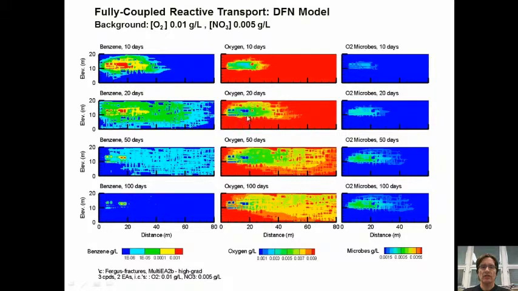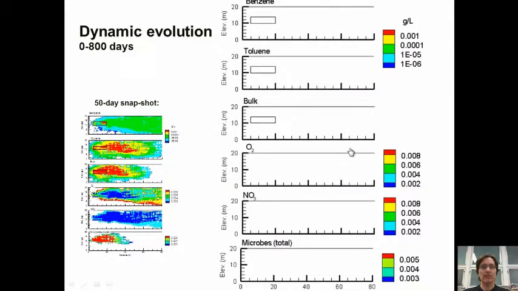Oxygen consumption is highest in that source zone, where it's almost completely consumed by the degradation processes, and yet down gradient we still see some oxygen persisting. And the growth of the microbes as well. So you get complicated systems like this, discrete fractures, nonlinear degradation. Modeling is a very useful way to gain insight into these properties, into this behavior.